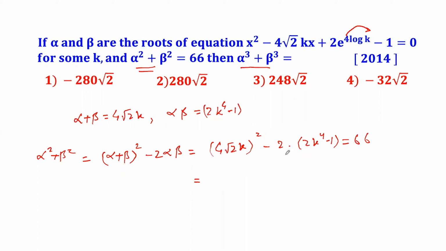16 into 2 and 2 to 4. Then after cancelling out this 4, we are getting k to the power 4 minus 8k square plus 16 is equal to 0, right? This is giving you the complete square form: k square minus 4 the whole square is equal to 0, and we are getting the value of k as plus or minus 2. Now we have to apply this k for alpha cube plus beta cube.